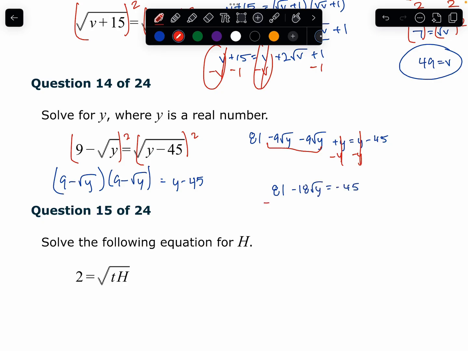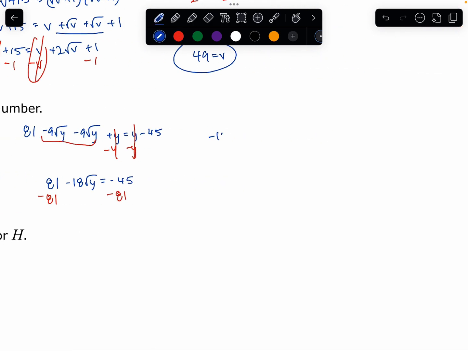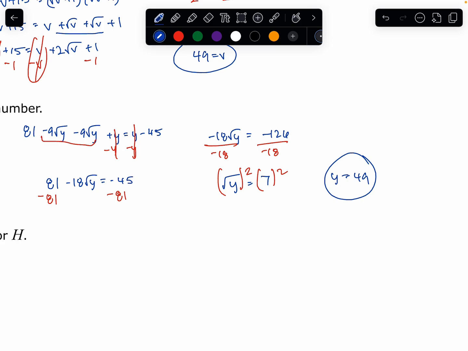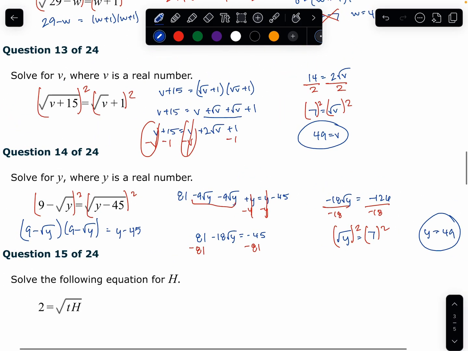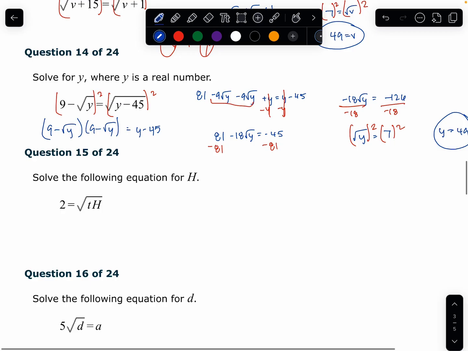Then I'm going to subtract 81 from both sides. So I'll get negative 18 square root of y equal to negative 45 minus 81. So that's going to be negative 126. Then I'm going to divide by negative 18 on both sides. So I'm going to get the square root of y is equal to 7, and then I'll square both sides. And then we'll get y is equal to 49. Okay. Those ones take quite a bit of time. So 13 and 14, just remember those ones are going to take some time.